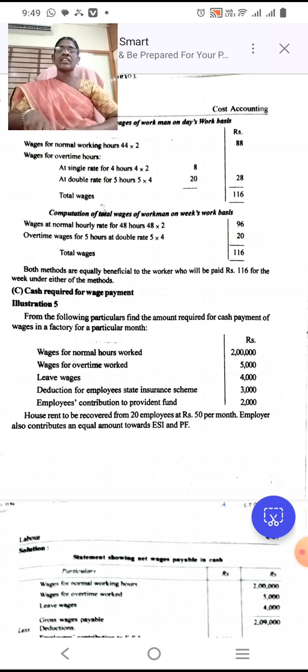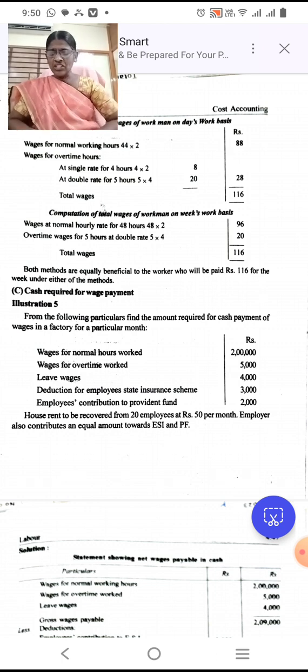And again there is another deduction. Employees, meaning workers, have the liability to contribute to the provident fund. This amount should also be deducted by the employer and paid into the provident fund account. So this 2,000 is also a deduction. We have to subtract this amount from the gross amount. Then we have house rent to be recovered from 20 employees at rupees 50 per month. This amount has also to be deducted. 20 into rupees 50 amounts to 1,000 rupees, that should also be deducted.